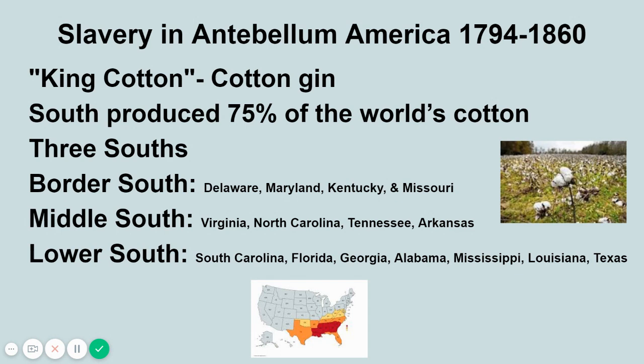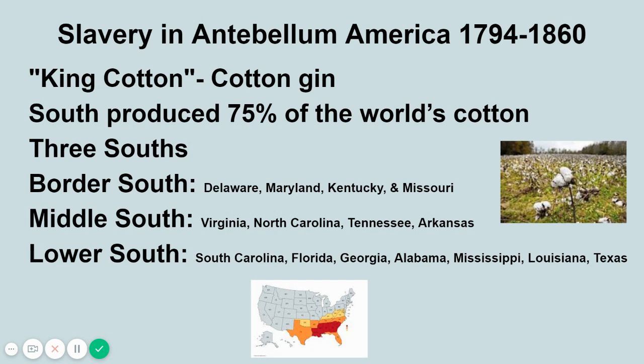The South produced 75% of the world's cotton. So they relied primarily on cotton production and nothing else. This is going to hurt them. They did not have a lot of diversity in their ways of making money. Everything was invested in cotton production, and with that, the investment of slavery.